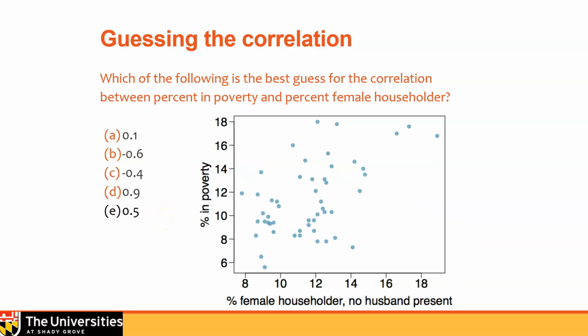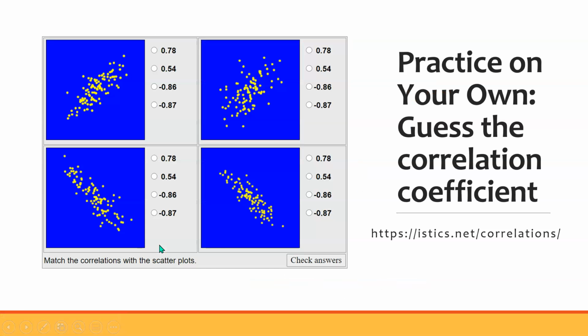We can do the same thing here. This is a different association, percent in poverty and percent female householders. Here we see an upward trend, so positive correlation. That eliminates B and C as options. There's a distinct linear pattern, so it's not 0.1. We would have a choice between 0.9 and 0.5. If we're at 0.9, it would be almost perfect, and this is not almost perfect, so it's probably 0.5. Okay, and that's what it is here.